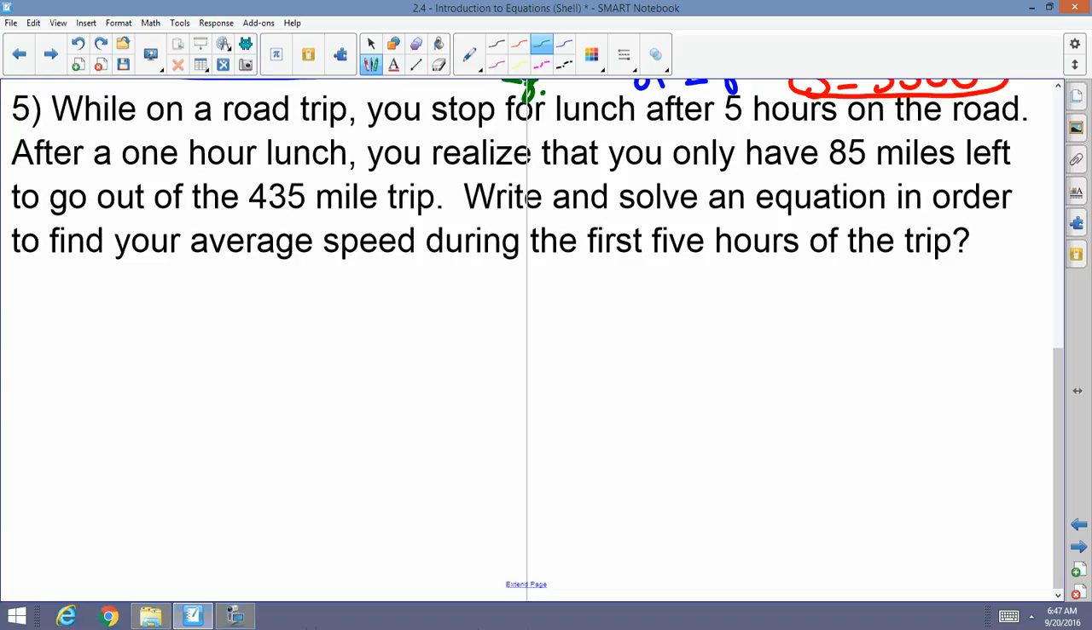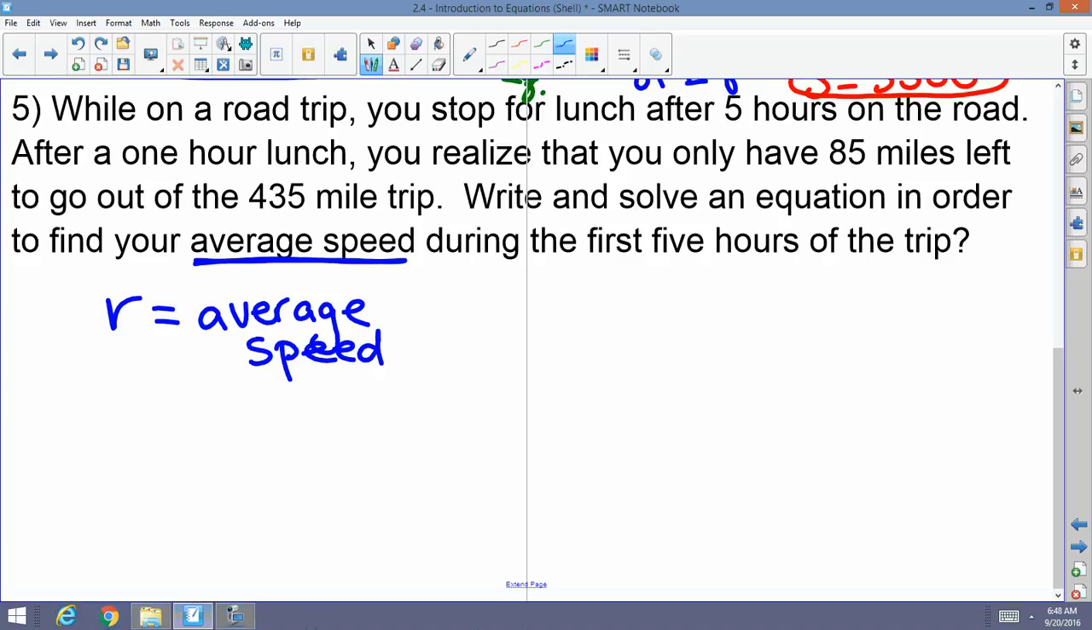Okay, and this one you have to read carefully. I'm going to give you a second to read it again on your own. Really try to digest it. Okay, so let's first of all find out what we're solving for. Write and solve an equation in order to find your average speed. So we're looking for my average speed, and we can call it A for average speed, S for speed, or me, I like to just call it R for rate. So R equals my average speed, but you can really use any variable you like. It really is up to you. But that's what we're looking for, my average speed.